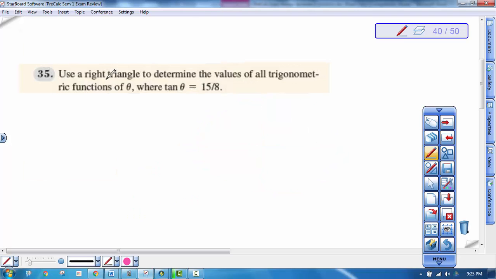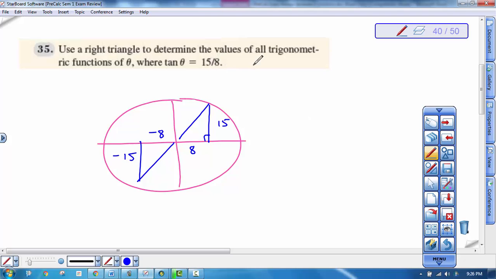Okay, the next problem wants us to use the right triangle to determine the values of all the trigonometric functions of theta, where it gives us the tangent of theta is positive 15 over 8. Now, this should have been a little more specific because you could draw this reference triangle or this one because the tangent's positive, but tangent's sine over cosine, so it could be, the double negatives cancel here. But let's just ignore that. Let's just assume we're in the first quadrant here. Let's do the Pythagorean theorem.